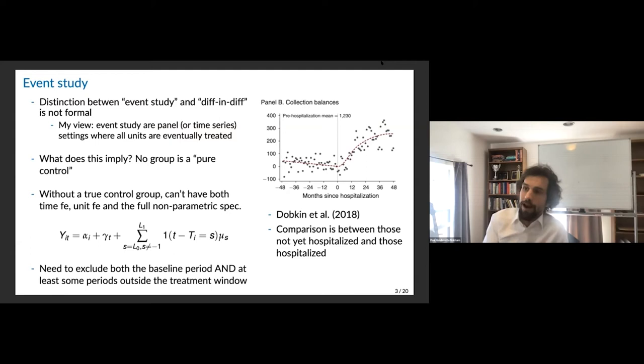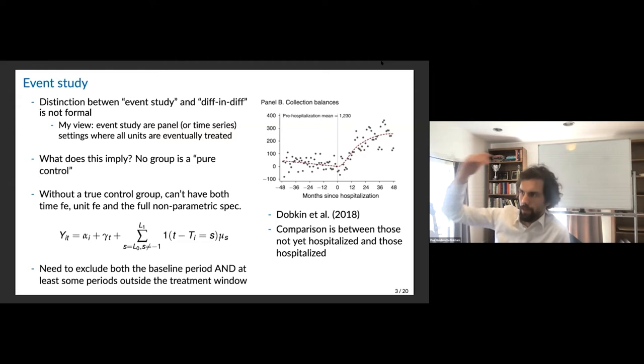Before and afterwards. And so the obvious benefit here was that they could see whether or not this made sense. Intuitively, an assumption was that there really shouldn't be an effect on collections before hospitalizations, if it's truly some random thing that happens. And then you'd hope that there would be this effect subsequently.